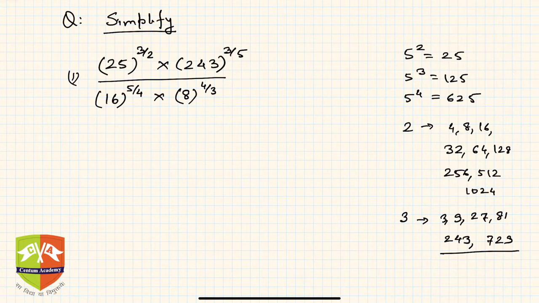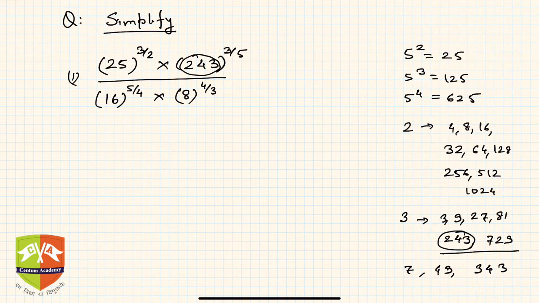Then similarly for 7, it is 49, then 343, likewise. So these are some powers of 7 you must remember, so that the calculation becomes a little faster while doing the calculation. So you can see 243, and here also there is a 243, so you could have figured by now what it is going to be.